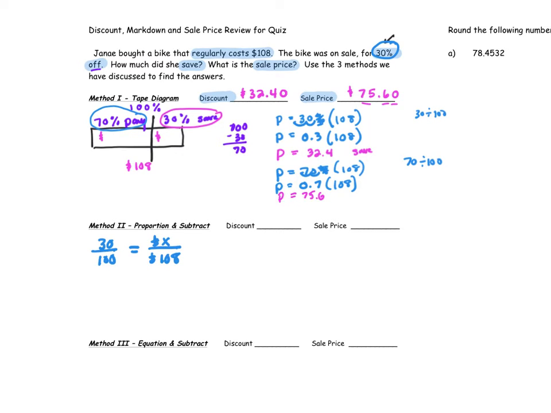So now we want to cross multiply. 100 times x is 100x. We need our equal sign. And 30 times 108. Pause and use your calculator. And that is 3,240. So our final step now, we want to know what x is, the amount we're going to save, or the discount, and we have to divide by 100 on both sides.